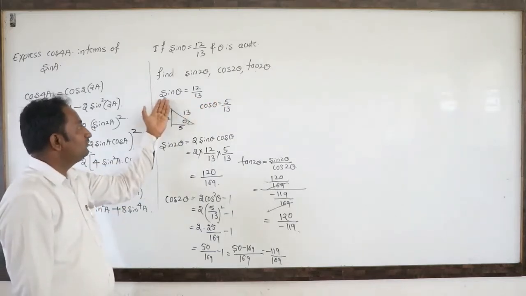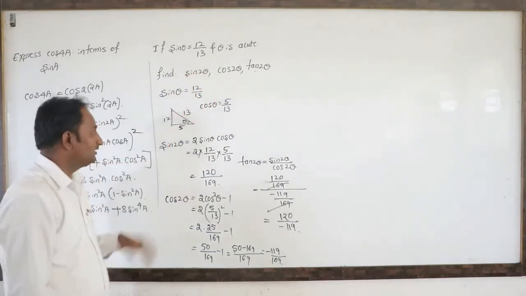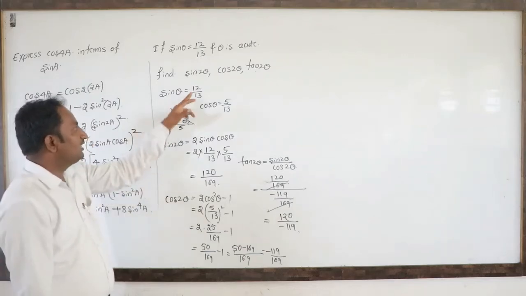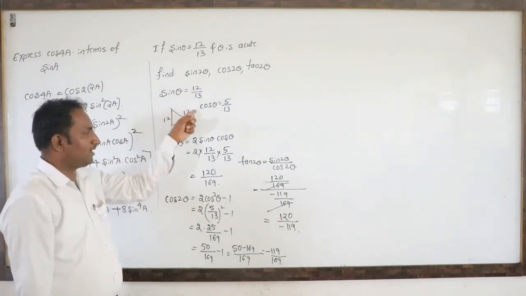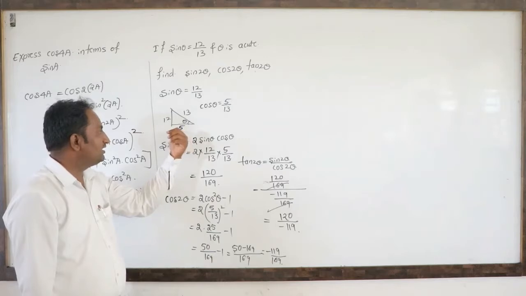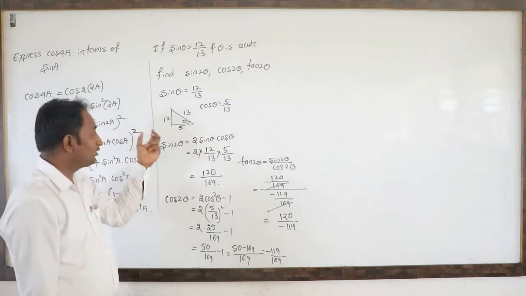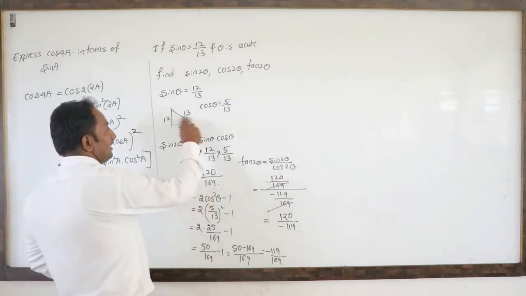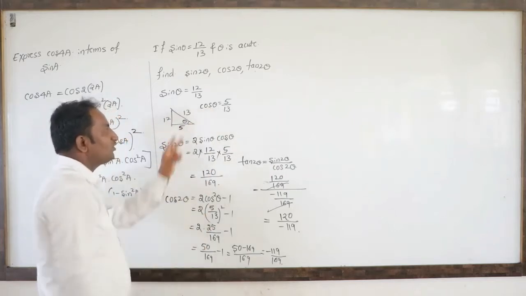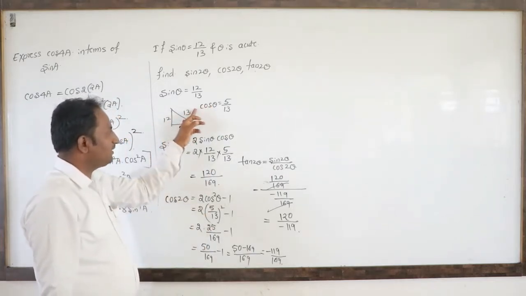We know that the value sin theta is equal to 12 divided by 13. Take one right angle triangle. Define sin theta as opposite divided by hypotenuse. That is definitely 5, because of the Pythagorean triplet values. Here from this triangle we define cos theta as adjacent divided by hypotenuse.